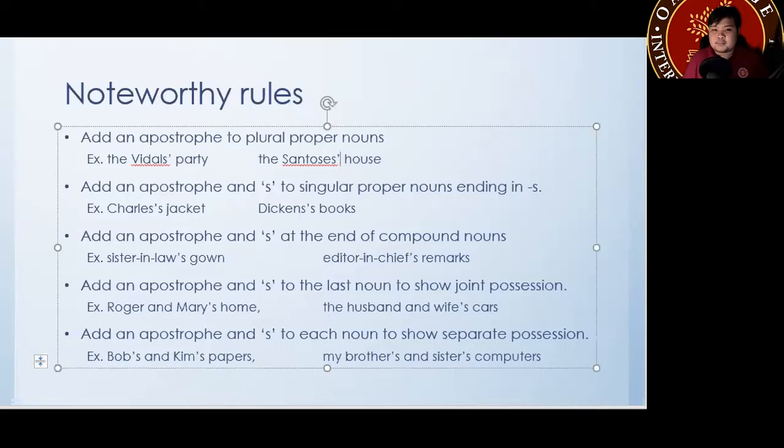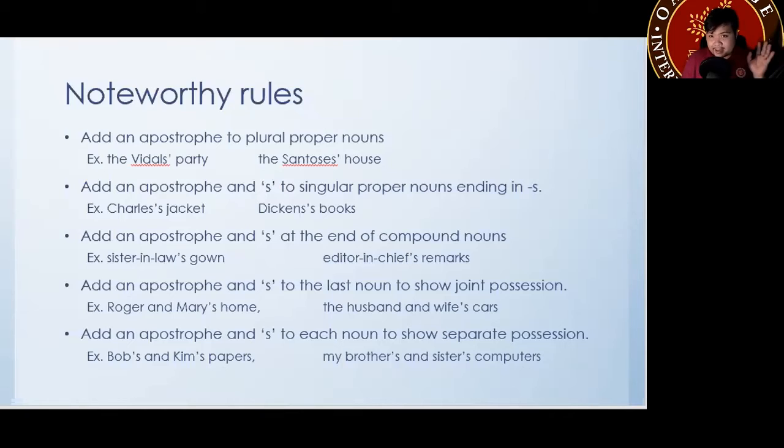So again, if it's already in plural form, then just add the apostrophe. So the Vidals' party, the Santoses' house. Yes, guys, that's how you pronounce it.